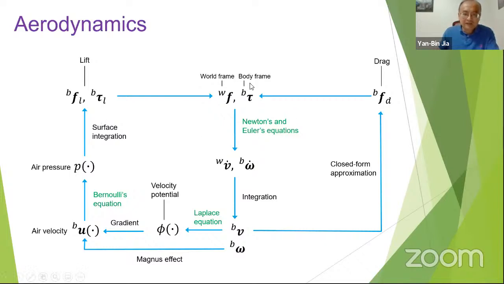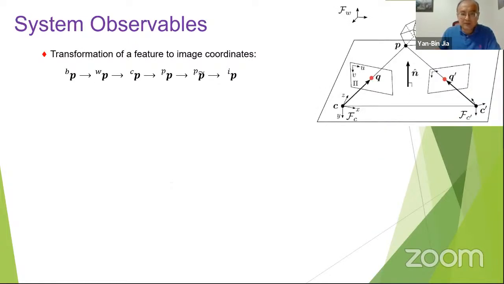Okay, and you combine lift force with the drag force, you get force and torque on the object, and then you apply that to Newton's and Euler's equations, so that closes the loop. All right, so what are the observables?